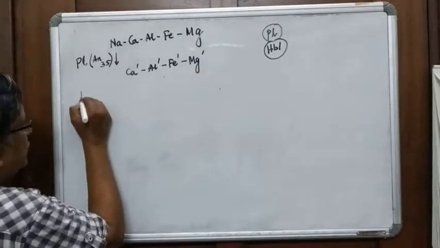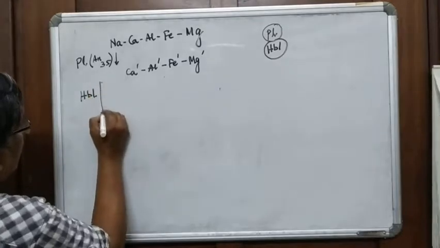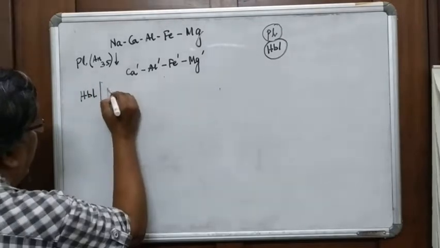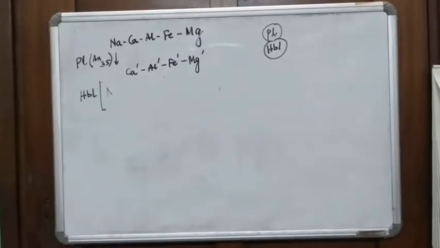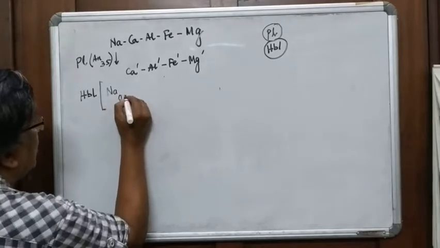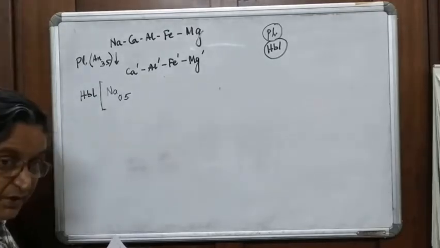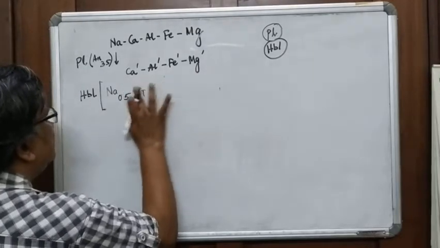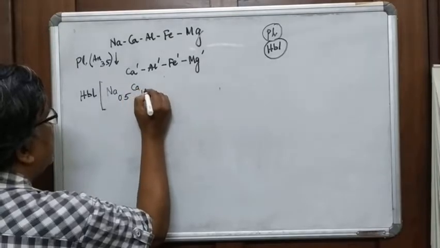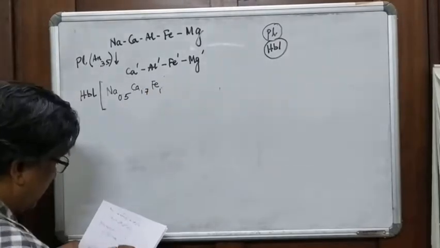And then he took hornblende again, and I will give you the composition. Na 0.5, Ca 1.7, Mg, Fe 1.85.